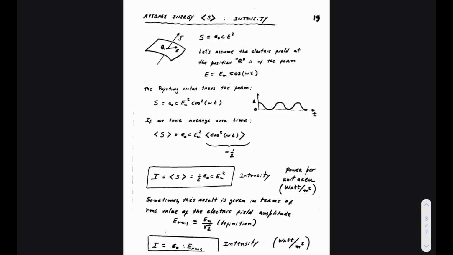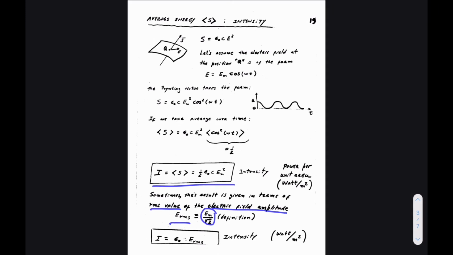Now sometimes this result is written in terms of the RMS value of the amplitude of electric field, which is defined as EM divided by square root of 2. And using this definition of ERMS, we can write down intensity to be equal to epsilon naught times ERMS squared.